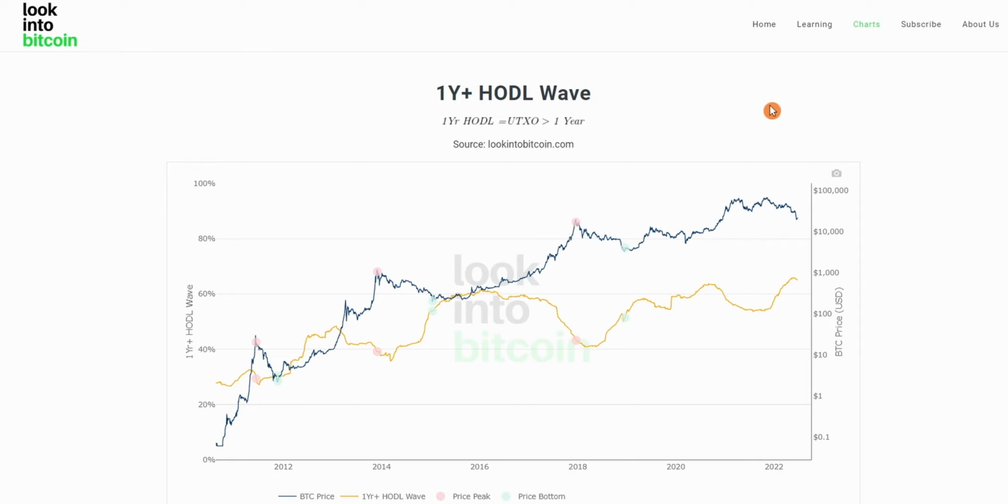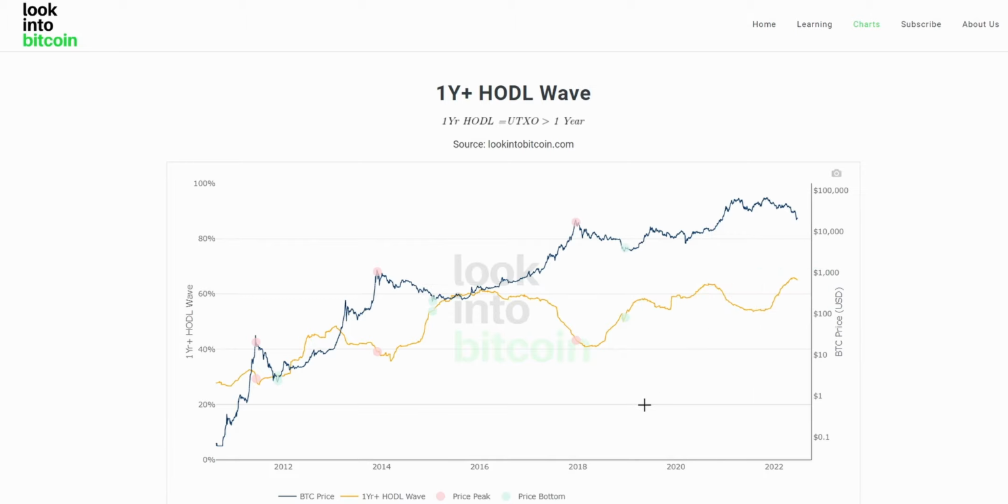So what is the HODL Wave, or the 1 year HODL Wave? Well, what this is doing is taking into account each BTC, each individual coin that hasn't been moved on the Bitcoin network for at least 1 year. So we can see here this value increases and decreases, this orange line, and it represents the percentage of Bitcoins that haven't moved for at least 1 year.